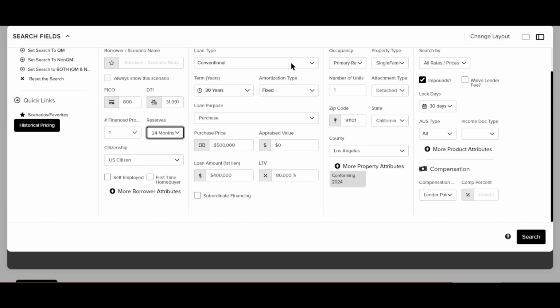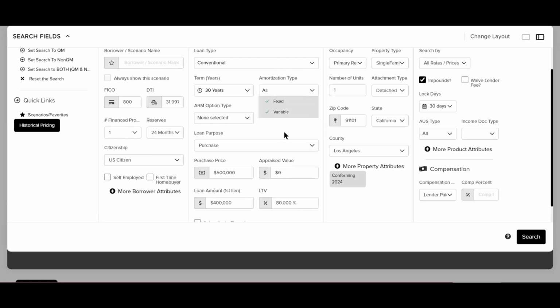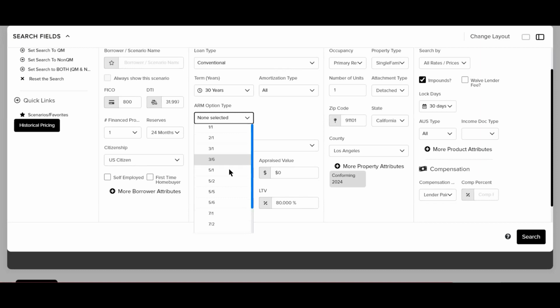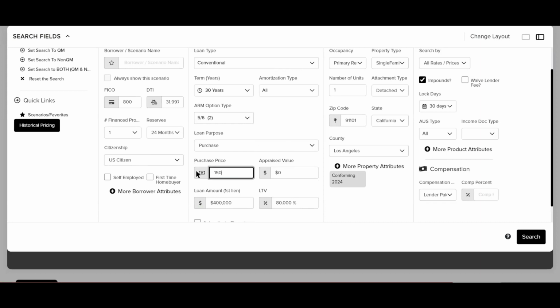DTI. We're going to say this is a fixed and an ARM, and it's going to be a jumbo that we're looking for. Okay, so let's do a 5/6 ARM, 7/6 ARM. You could select all the products if you wanted to, but let's just use that. And again, let's say this purchase is 1.5 million. So now we're going to say the loan amount, it's an 80% loan to value, 1.2.